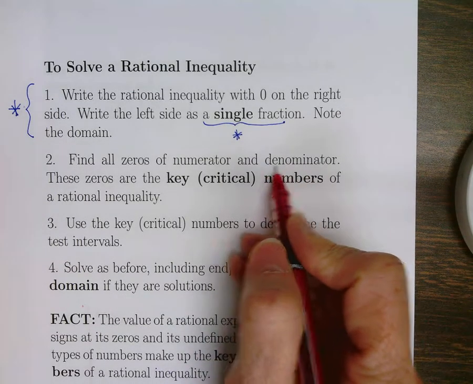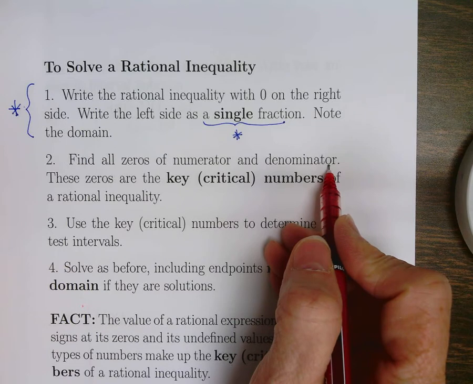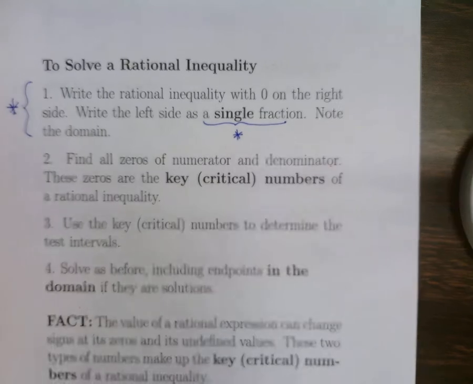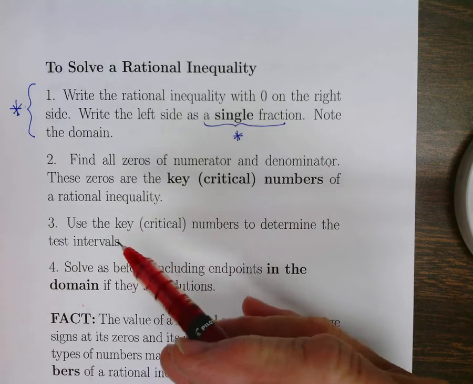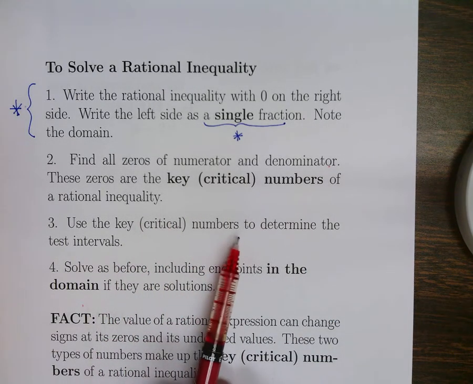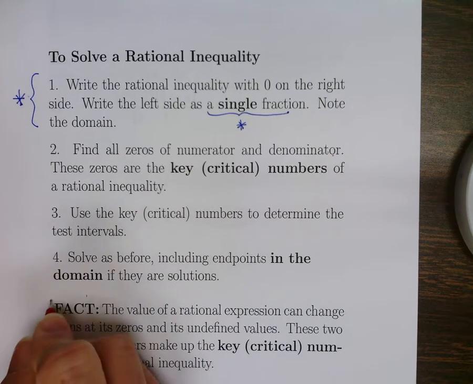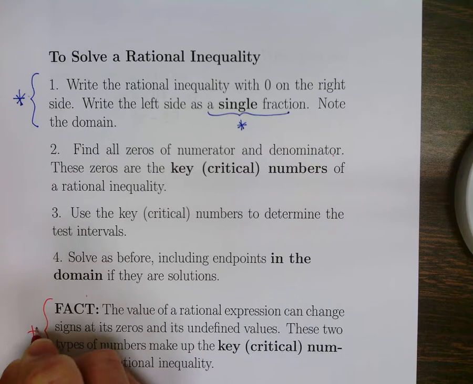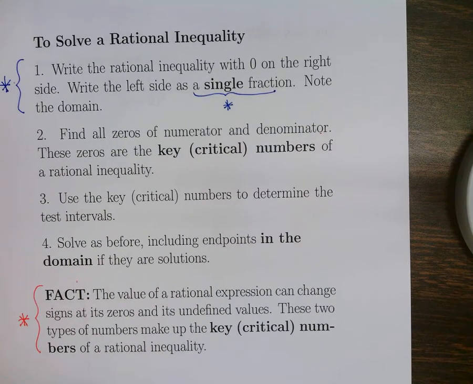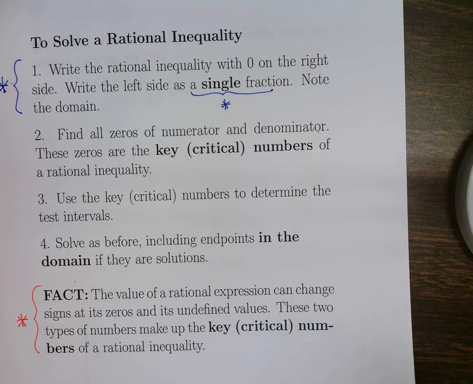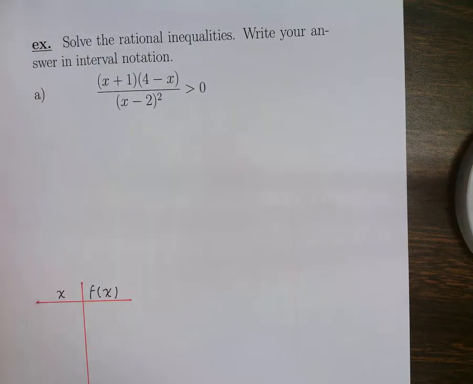And then we find zeros of both numerator and denominator. Now we know that zeros of the denominator are not going to be in the domain, but they still separate our intervals, and they still allow for a change of sign. So we use all of those numbers, and then we solve as before. Keep in mind this very important fact that the sign can change both at its zeros and its undefined values. So when we talk about key or critical numbers, it's zeros of both numerator and denominator.